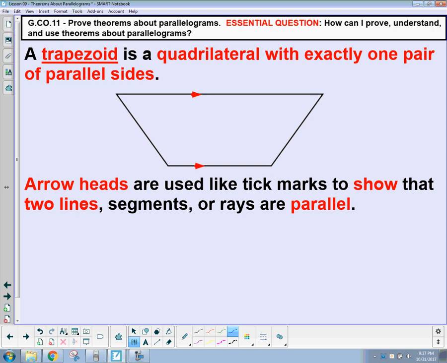Trapezoids, as you recall, are quadrilaterals with exactly one pair of parallel sides. Arrowheads are used like tick marks to show that the two lines, segments, or rays are parallel. A lot of you ask me about these things. That just shows parallel. Okay?